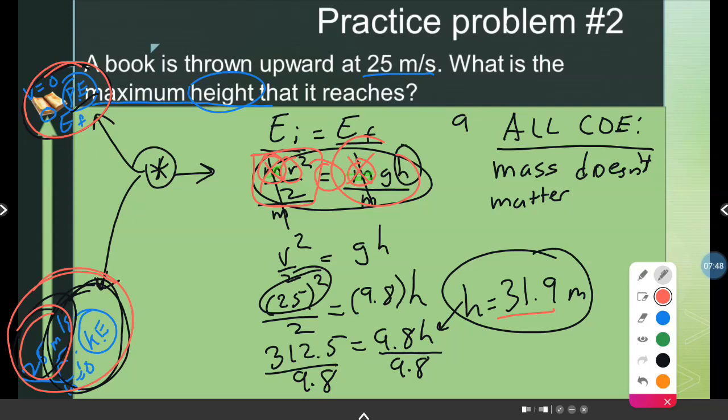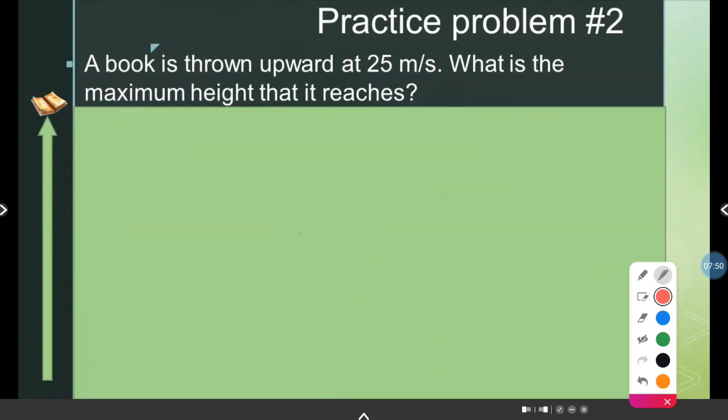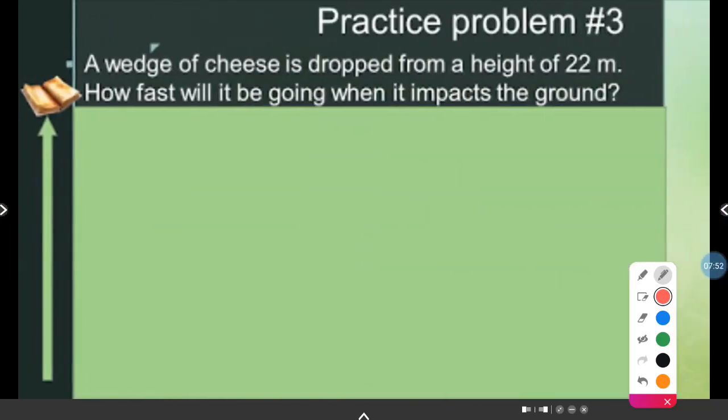Let's look at another problem like this. Another free fall problem about a wedge of cheese. I don't know why it's a wedge of cheese, and this picture here is certainly not a wedge of cheese, and it's certainly not dropped. Let's change this. That's a mistake of mine. This wedge of cheese is being dropped from a height of 22 meters, right? I'm going to do this a little bit faster. Height of 22 meters. How fast? We want to know its speed. How fast will it be going when it impacts the ground? I want to know the speed down here. I want to know V.